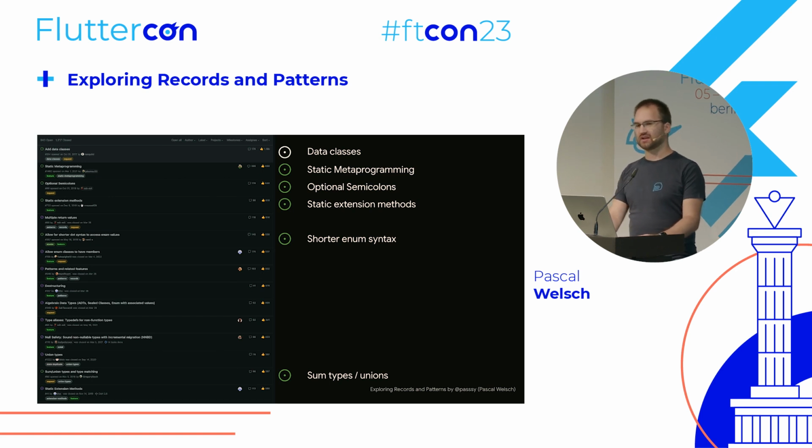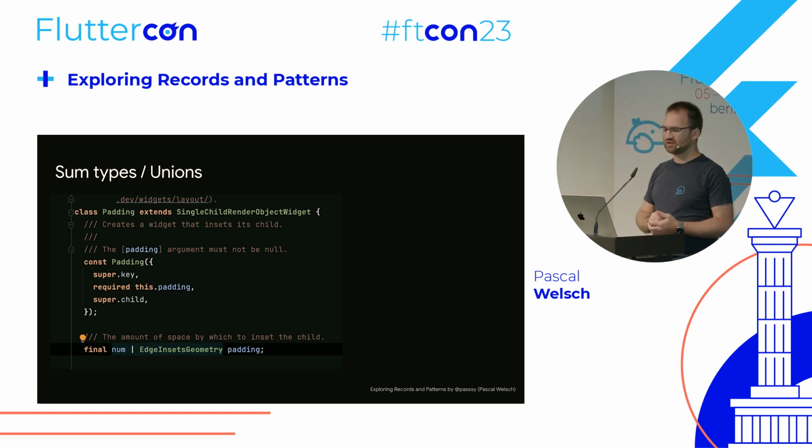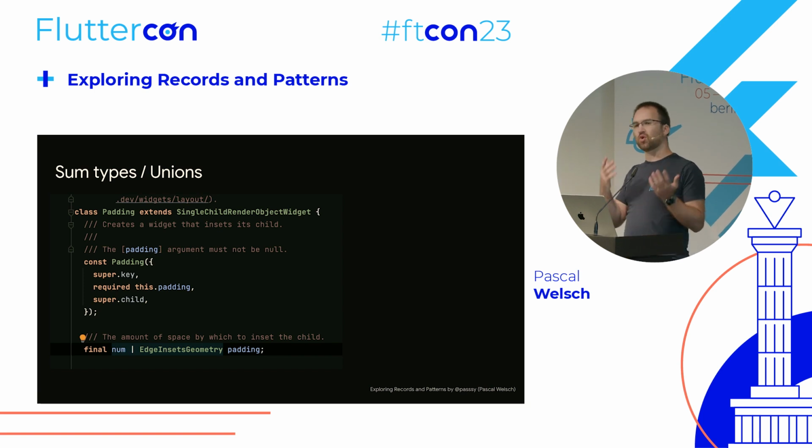I'm a big fan of sum types. I use freezed a lot, and I like sum types in TypeScript, for example. And I just want to show you what could be possible in the future if you get real sum types. For example, if you have the padding widget, you could say, oh, this is a num, or it is an EdgeInsetsGeometry. So you could just write padding 8, and we all would know what it actually means, and it would be type safe. This is something that was not covered by the records and patterns thing.